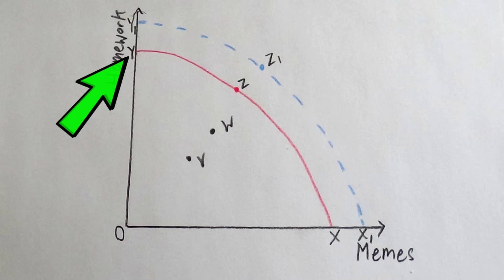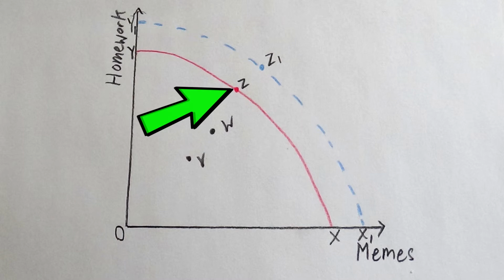Don't let your memes be dreams. At point Z, everyone's happy because they're doing the stuff that they're good at and enjoy. Memers will always be memers. That's one of the 10 commandments in the meme Bible.